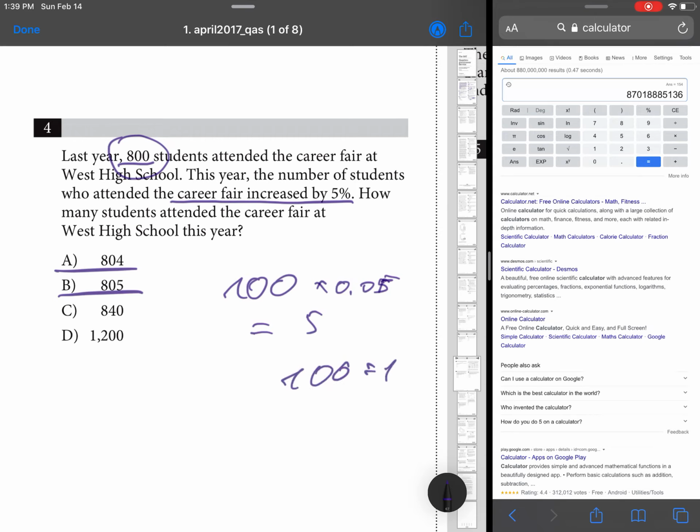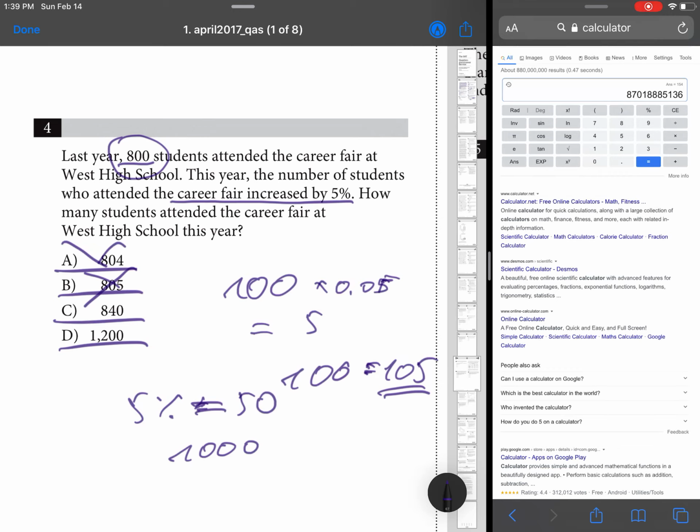5% of 100 is going to be 5. So together with that, an increase of 5% is going to be 105. Not working, because it's too small. Now, 840. Well, that seems like an option, but very quickly, 1,200. 5% of 800. So 5% of 1,000 is going to be 50. So 1,200 together with 50 is not going to work because it's too much. We're crossing out D. C is our only option.